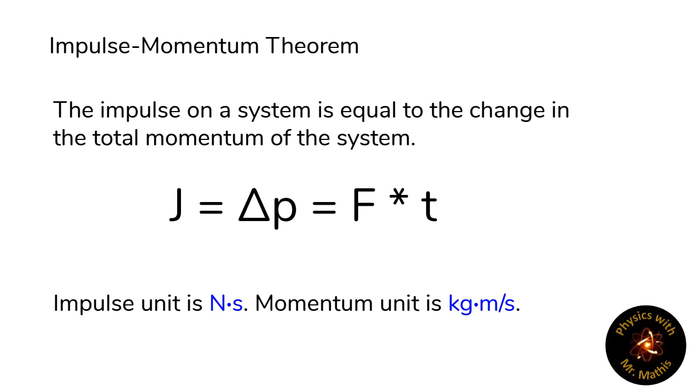There's an interesting and very useful fact about impulse, which is called the impulse momentum theorem, and says that the impulse on a system is equal to the change in momentum of the system. Looking at the equations, we see that J equals delta p, which is change in momentum, which is equal to force times time. All three of those things are equal. Because they're equal, an impulse measurement in newton seconds can be equal to a momentum measurement in kilogram meters per second. If you break them down, those two units actually mean the same thing.